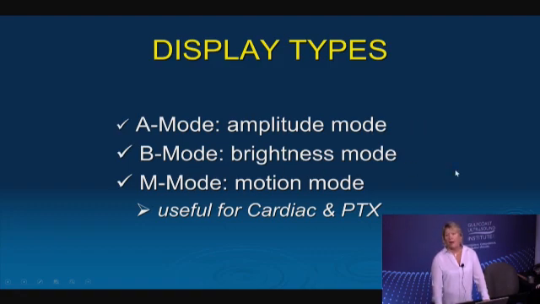B mode means brightness mode. There are terms that are used interchangeably. Some people will refer to the image that you're looking at as a grayscale image. Some will refer to it as a 2D image. Some refer to it as a B mode image, and then real-time imaging is another term. They all mean the same thing. It's just the grayscale image that we're looking at. And then M mode means motion mode. That is another way of displaying the information, but instead of looking at it in 2 dimensions, we're only looking at the structures in 1 dimension.